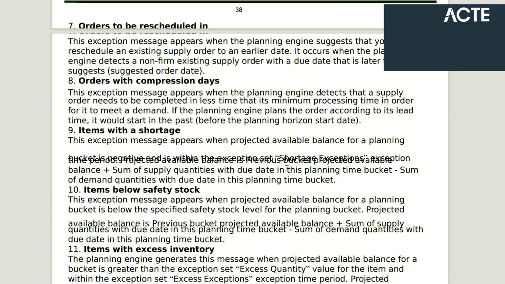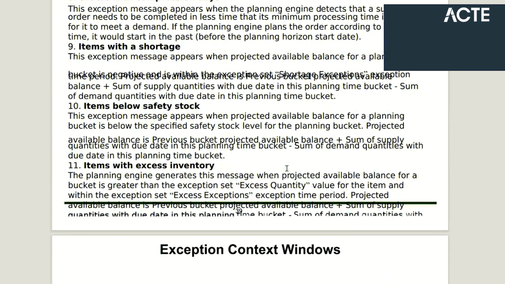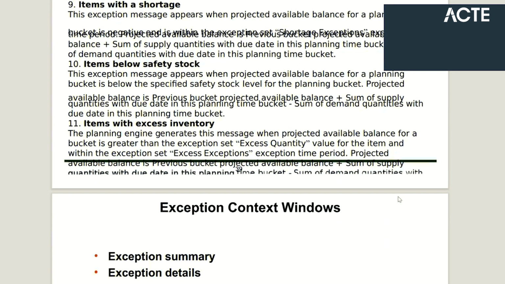Then orders with a shortage. You might not be having enough details, so you might deliver like that. Items below safety stock are also there, and then items with excess inventory. So if you have an excess inventory, it shows the excess quantity value for the item with the exception set, excess exceptions, exception time period. So like this, you have an excess inventory. So the amount of things which you have is excess. Then what is the demand?